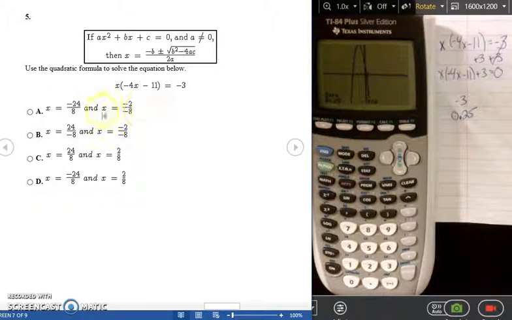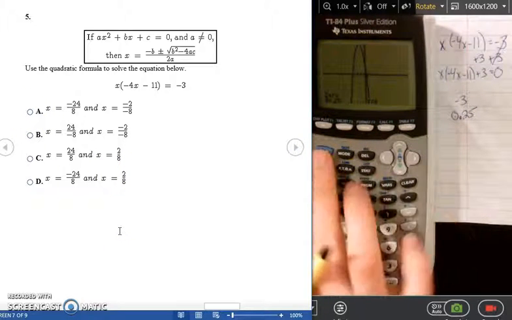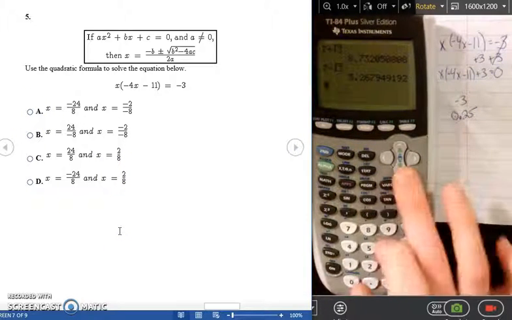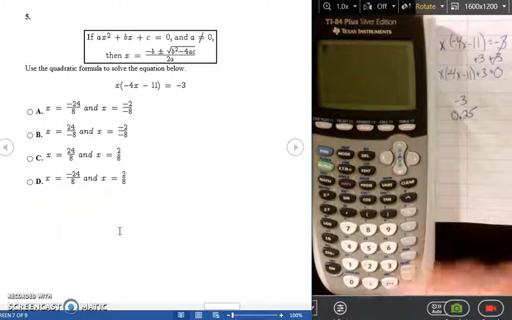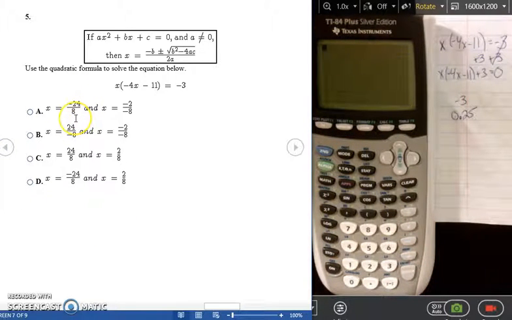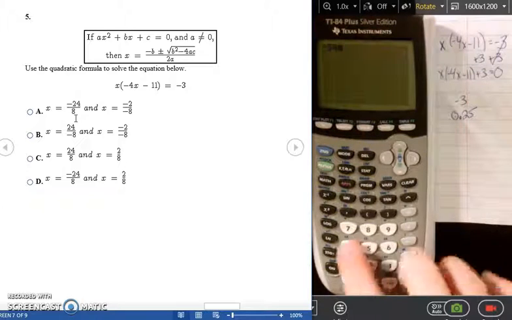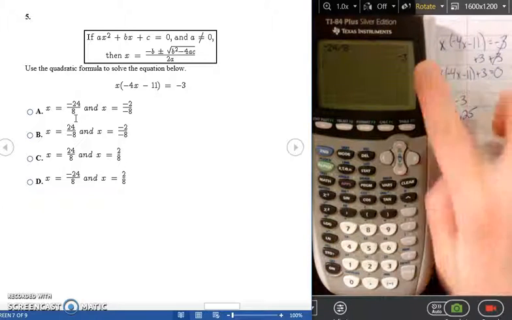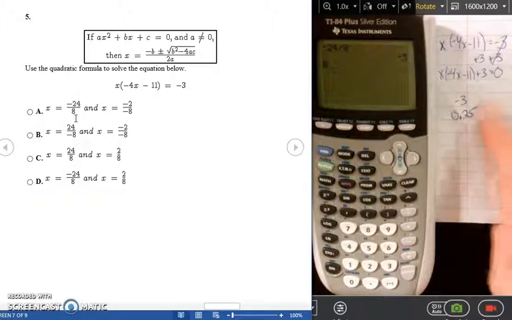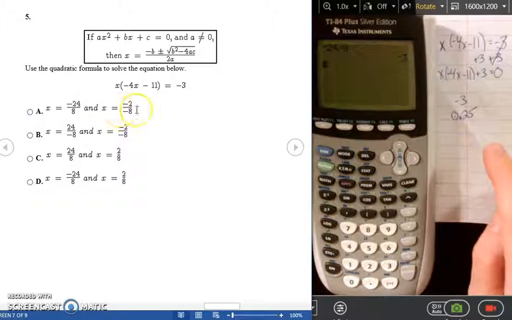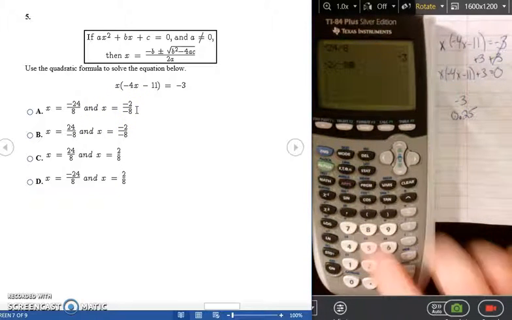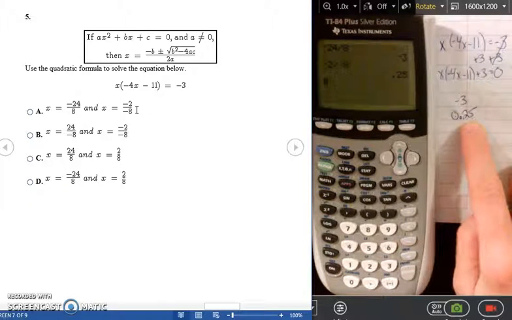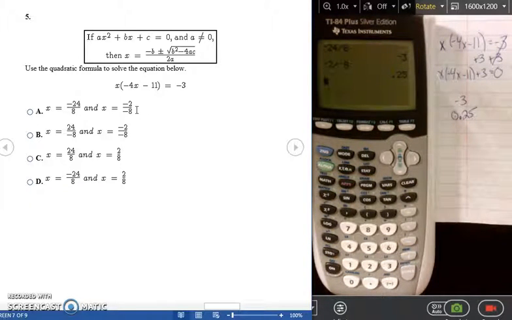So what I can do, if you're not positive if these fractions reduce to any of these numbers, is I can go back to the home screen, so second quit, clear out what I see, and then just go ahead and do, okay, what is -24 divided by 8? So -24 divided by 8 is -3. So that first one checked out. And then here, what is -2 divided by -8? That's positive 0.25. So the first one I tried checked out. So my final answer here is going to be A.